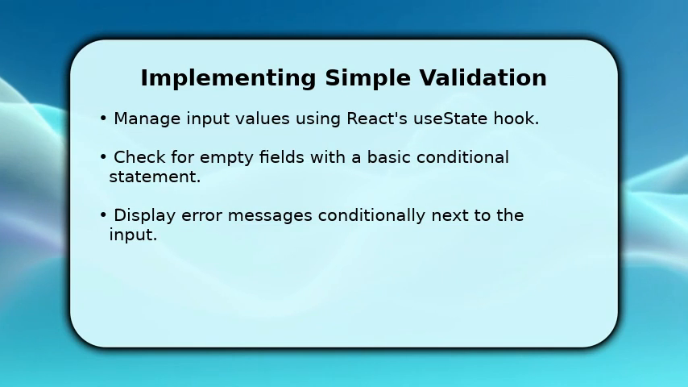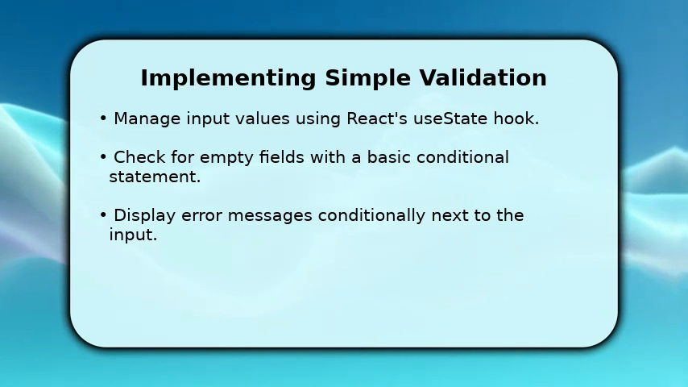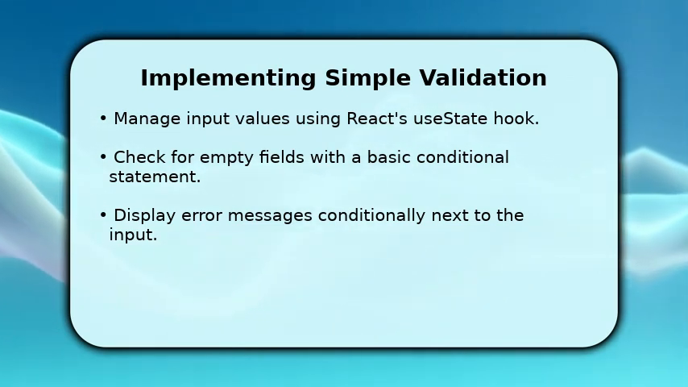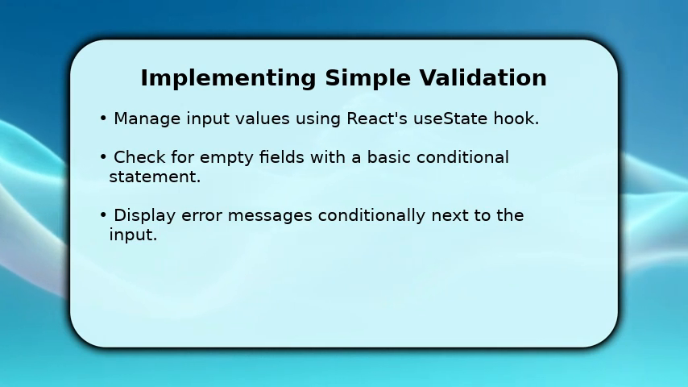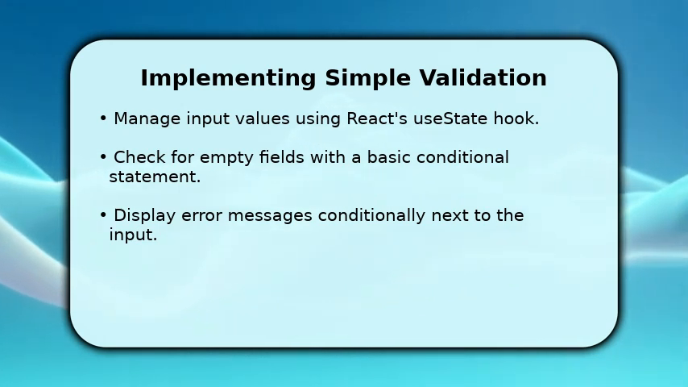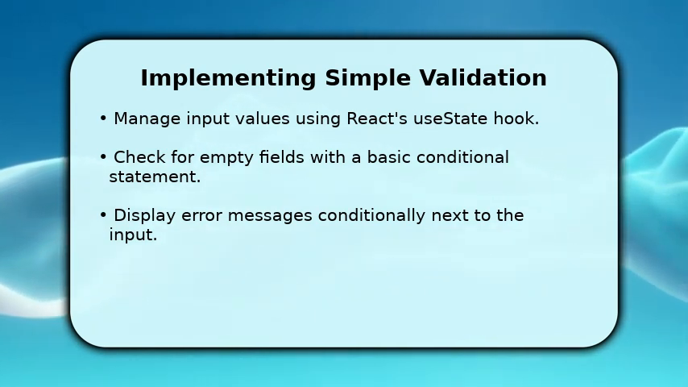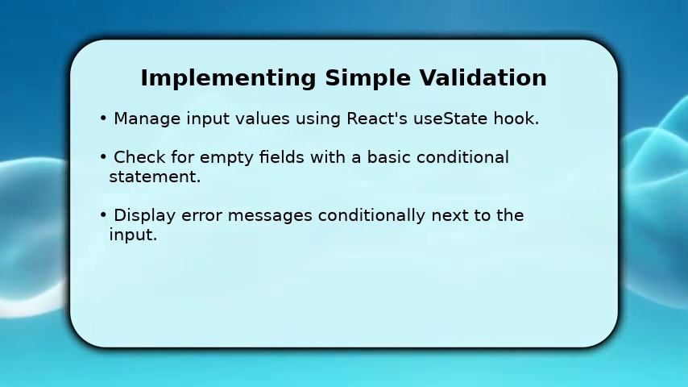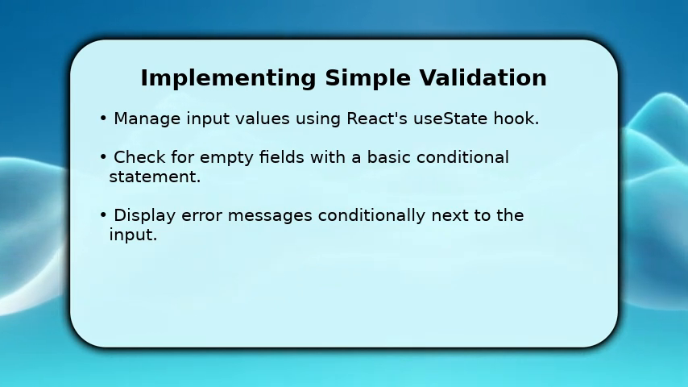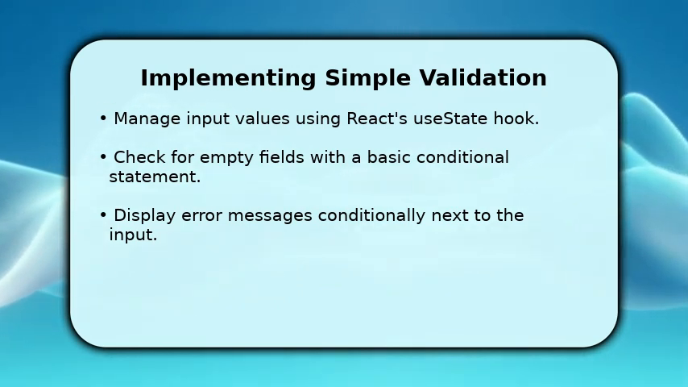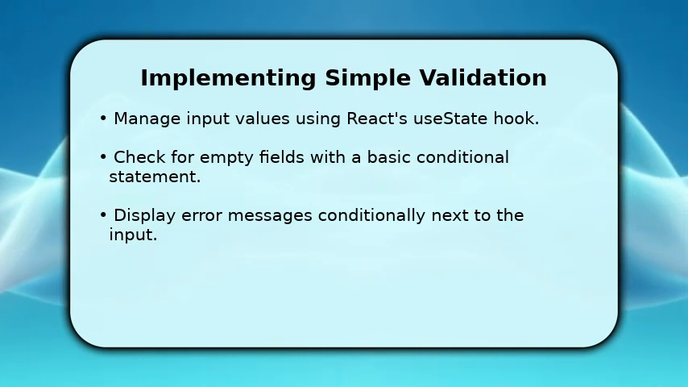First, use the useState hook to manage each input's value and its corresponding error message. When an input changes, update its state. For a basic check like ensuring a field isn't empty, simply add a conditional statement. If the input is invalid, set an error message in your state. Then, conditionally render this error message right below the input field, providing clear feedback to your user.